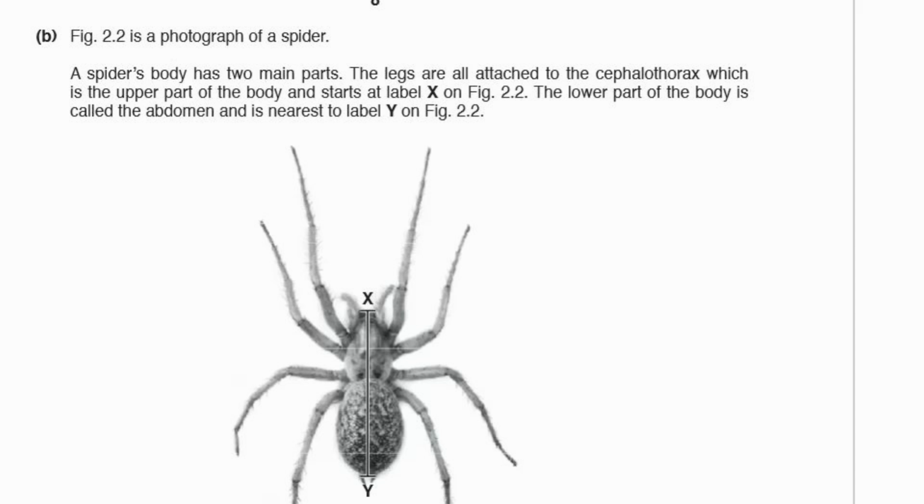Okay. B. Figure 2.2 is a photograph of a spider. A spider's body has two main parts. The legs are all attached to the cephalothorax, which is the upper part of the body, basically around where the head is, and starts at label X. On figure 2.2, the lower part of the body is called the abdomen and is nearest label Y. So the cephalo meaning head, thorax being the middle bit. So this is one section, and this is the other section. This is the cephalothorax, and this is the abdomen.